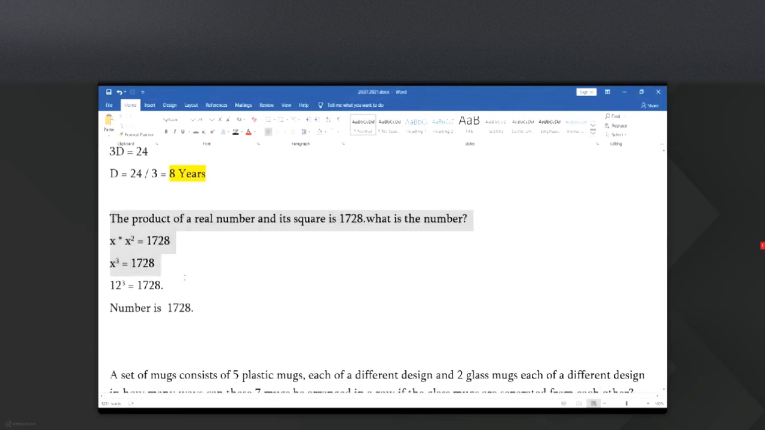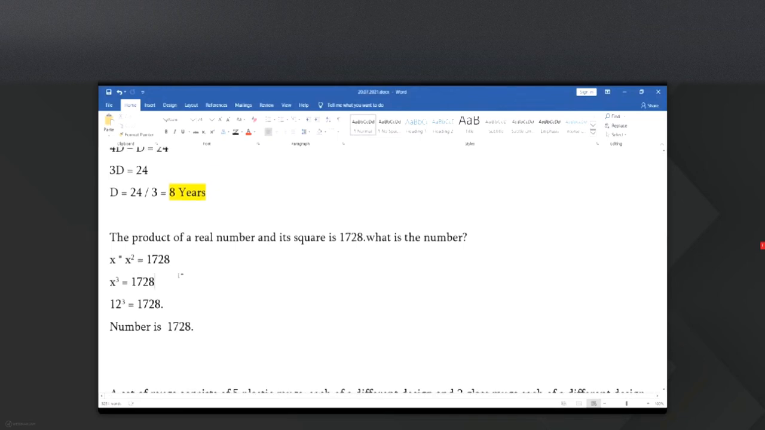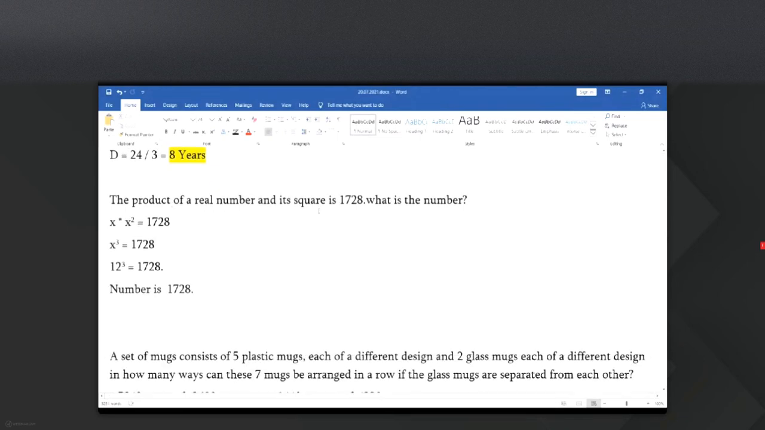See, just skip this question, guys. This is not at all a question, a very easy thing. I didn't want to give you that. See, the product of a real number and its square is 1728. So what does it mean? X into x squared is 1728. So you see, the answer is 12. I did not want to give you such an easy question. You can go through this. I'll share the material.